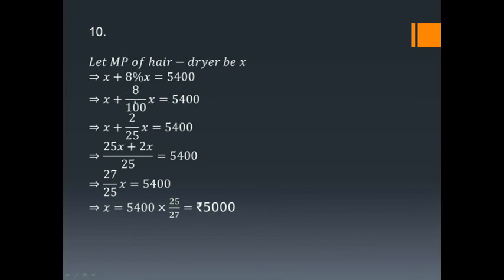equal to 5400. After simplifying this you will get 2 by 25. With 4 this is 2 times, with 4 this is 25 times. Then taking 25 as an LCM we get 25x plus 2x equal to 54000. Then 25 plus 2 is 27 by 25 x equal to 5400. Then x is equal to 5400; if you take this 27 by 25 to the other side of the equal sign, it will become 25 by 27. If you simplify this you will get rupees 5000. That is the answer.